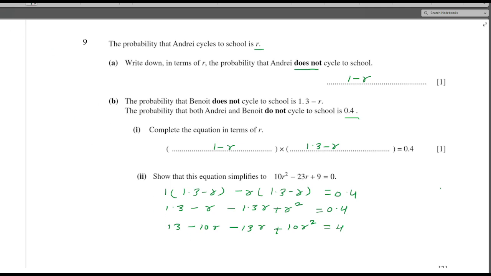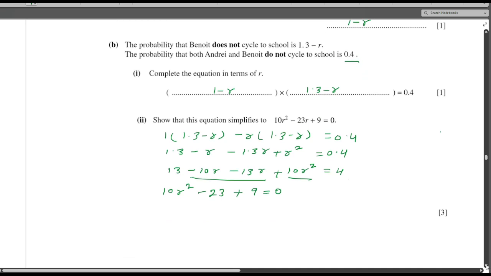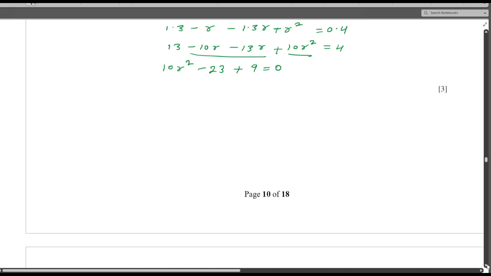Okay, so here on the left side I have 10R square. Then this minus 10R and minus 13R will give me minus 23R. So this is minus 23R, and you will bring this 4 to the left, so it will be 13 minus 4, which is plus 9. So it is plus 9 is equal to 0. So this is how you will show that 10R square minus 23R plus 9 is equal to 0. Okay, you have to show complete working.